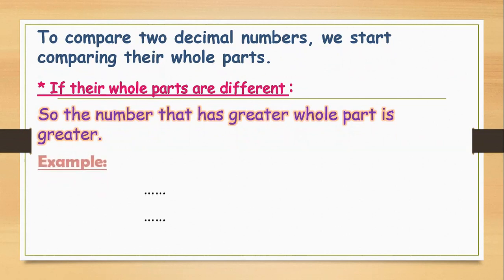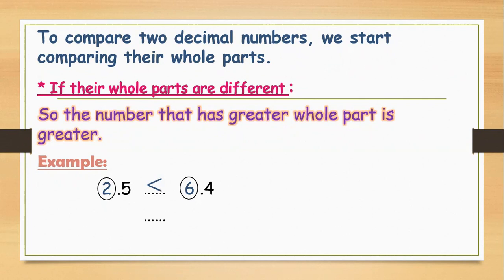Let's take examples. 2 and 5 tenths, 6 and 4 tenths. We will start by comparing their whole parts. The first number has 2 in the whole part and the second one has 6 in the whole part. And we know that 2 is smaller than 6, so the first number is smaller.